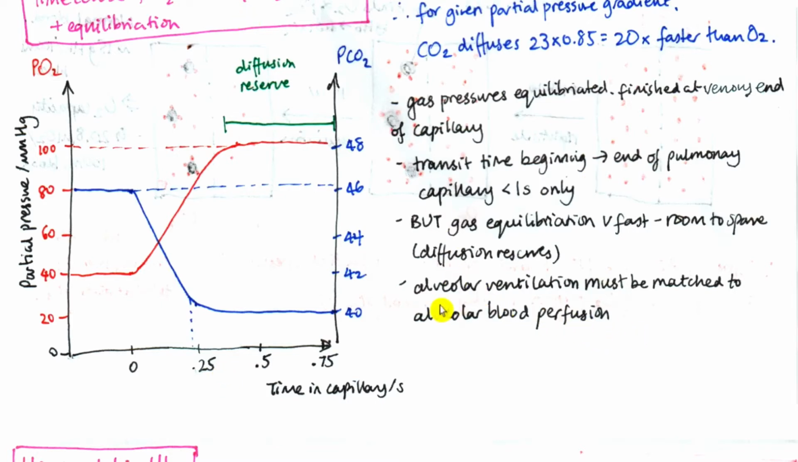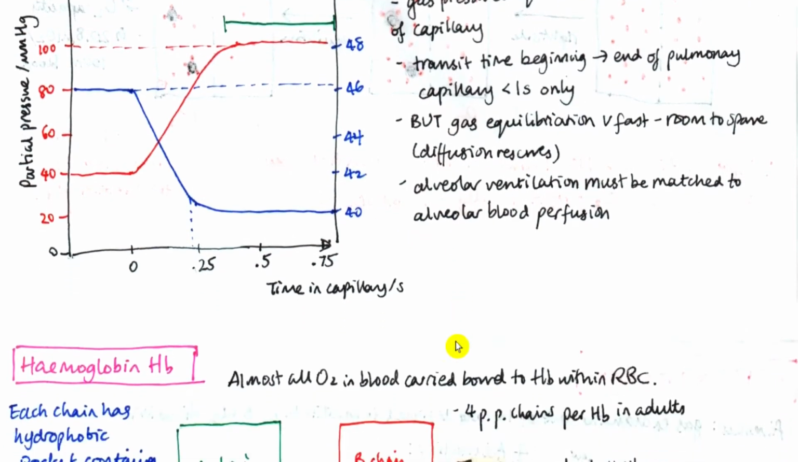It's very fast, and the alveolar ventilation needs to be matched to the alveolar blood perfusion perfectly, so that it allows enough time to do this. And the amazing thing about our pulmonary systems is that it does.